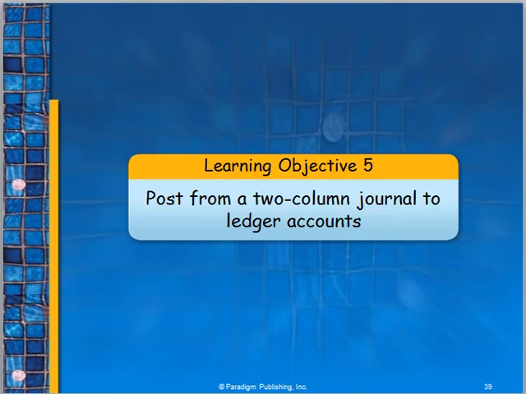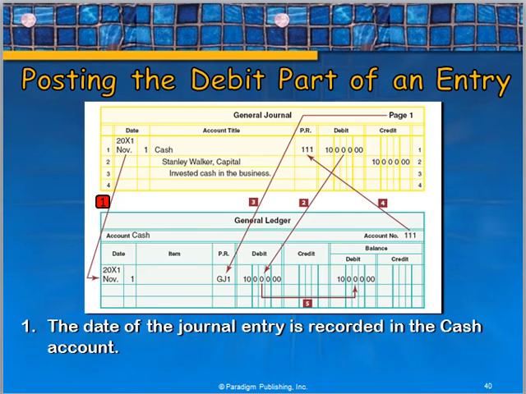So now we're going to look at posting from a 2-column journal to ledger accounts. So in this picture you see we've got our general journal, the yellow form, and our general ledger, the green form. So the first part we're going to do is post the debit part of the entry. And so cash was debited for $10,000.